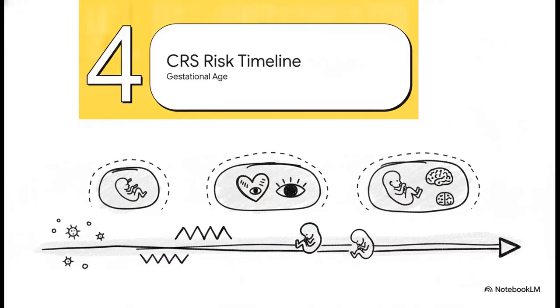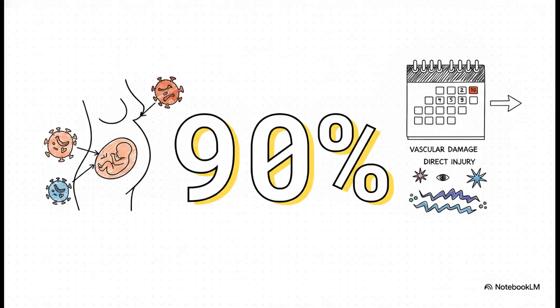Section 4. CRS risk by timeline. Timing is literally everything when it comes to fetal infection. If a mother is infected during the first 10 weeks of gestation, there is a staggering 90% risk of the infant developing congenital rubella syndrome. 90%. The first trimester is the absolute highest risk period because fetal organs are rapidly developing and highly susceptible to the virus causing direct injury and vascular damage.